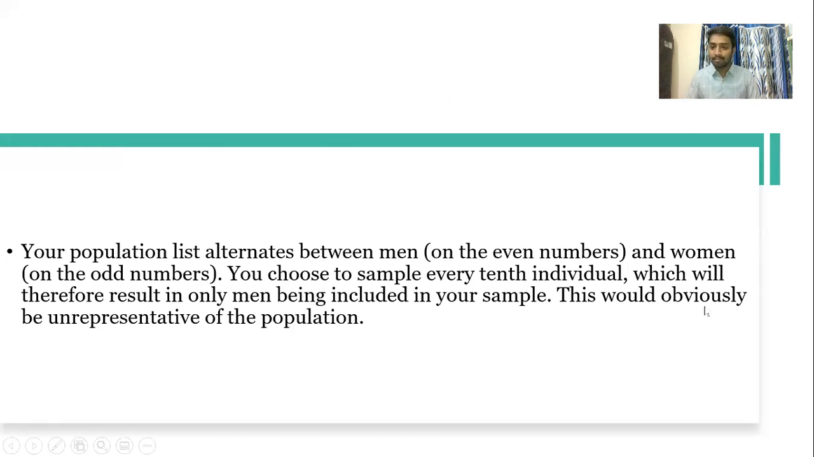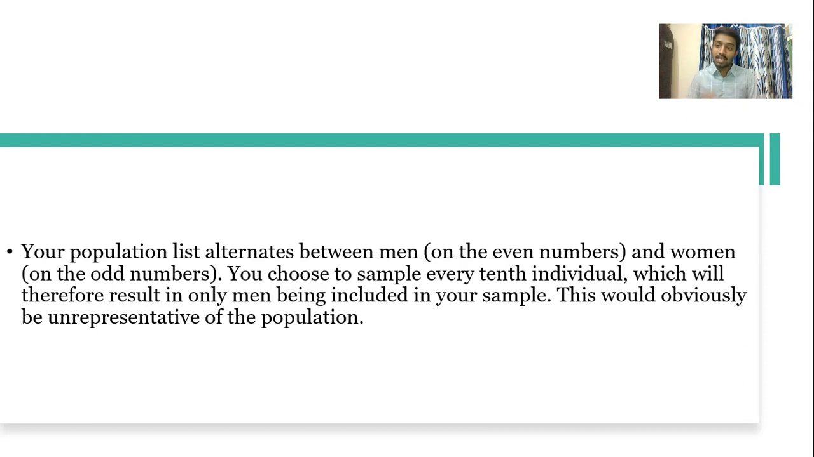Next I'm going to show you an example of an unrepresentative population. Here the researcher has alternated between men and women. The researcher has given the even numbers to men and the odd numbers to women. So you choose to sample every 10th individual. 10 is an even number, so when we choose 10, obviously all the individuals in our sample will be men.